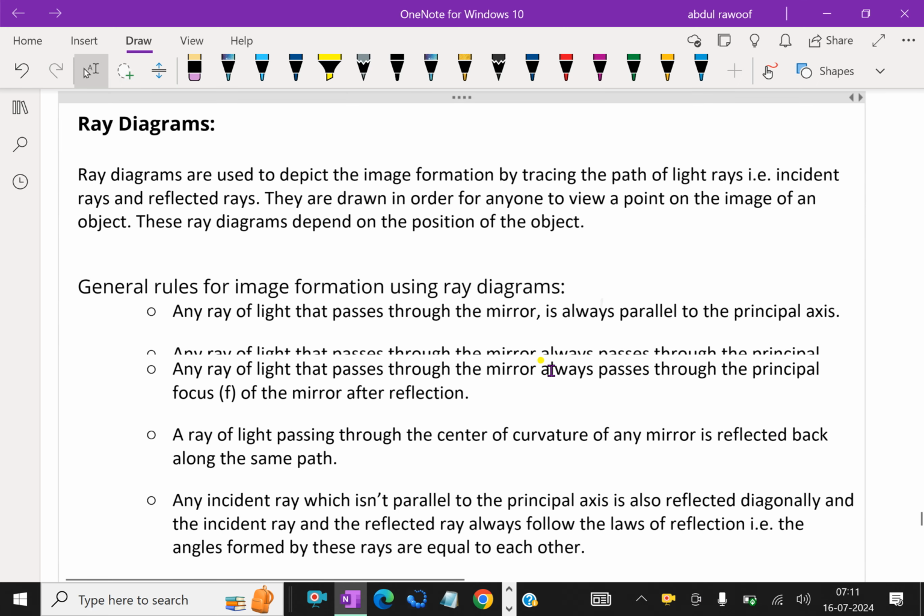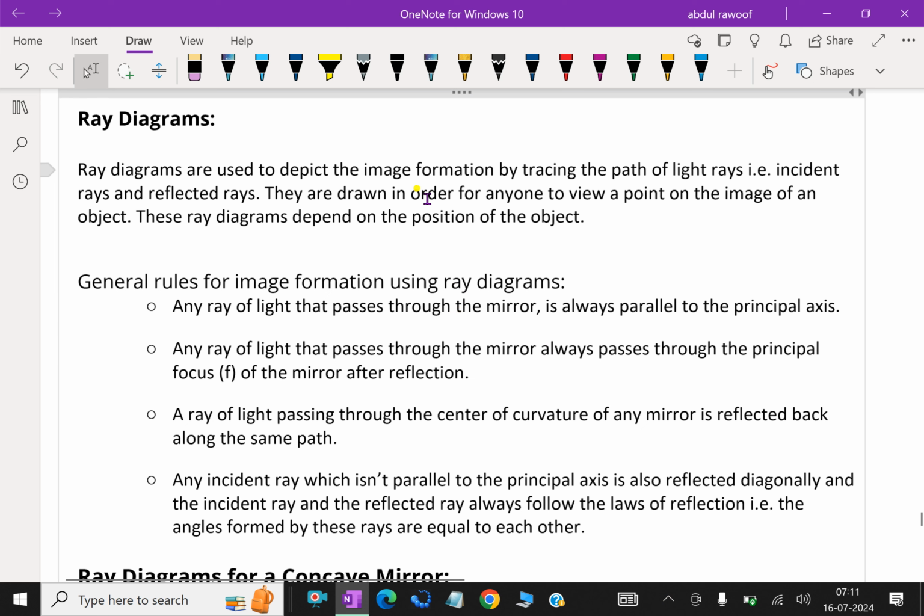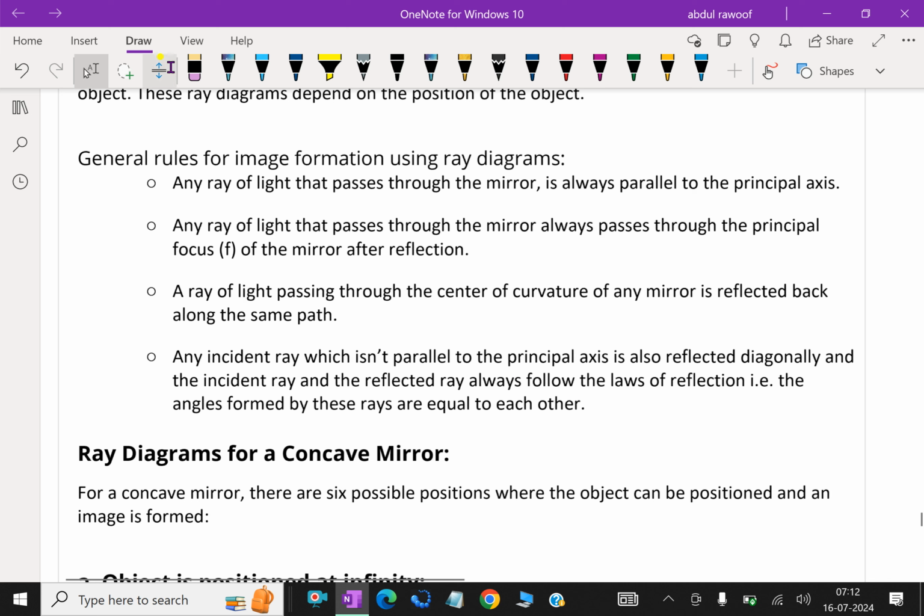Ray diagrams are used to depict image formation by tracing the path of light rays, that is, the incident ray and reflected rays. By using geometry, they are drawn in order for anyone to view a point on the image of an object. This ray diagram depends on the position of the object. General rules: it's important to know how to draw a ray diagram by using these general rules.